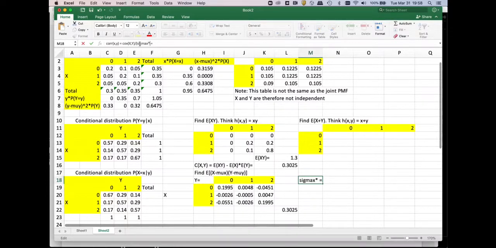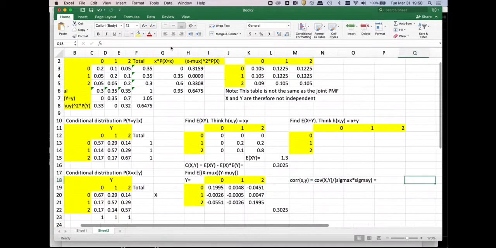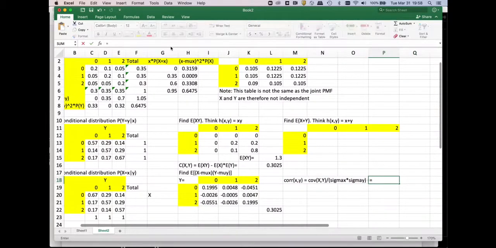Sigma x times sigma y. And so let's go compute that. So what is the covariance? It's 3.25. Then I need to divide it by the square root of the product of my variances. So here are my two variances. And so the answer is about 0.47.